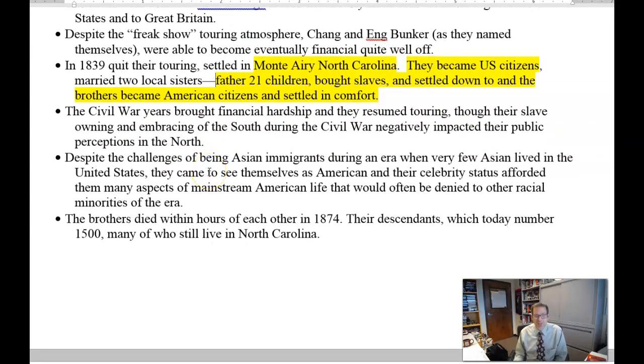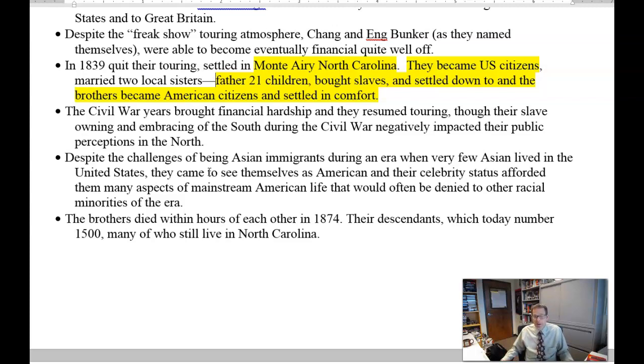But the fact that they saw themselves as Americans, their celebrity status afforded many aspects of mainstream American society that was oftentimes denied to other racial groups or minorities of the era. So in many ways, they did very well for themselves. But of course, there's a price to be paid for that. I mentioned kind of the freak show atmosphere to a certain extent that the two had to deal with in their tours.